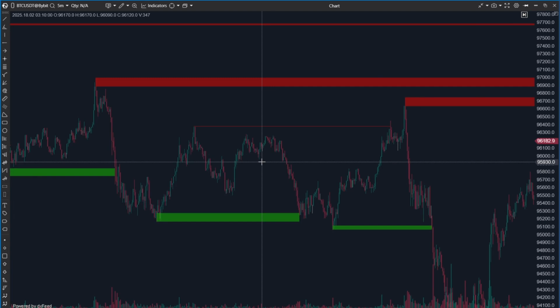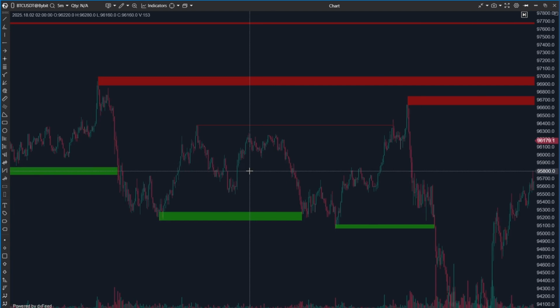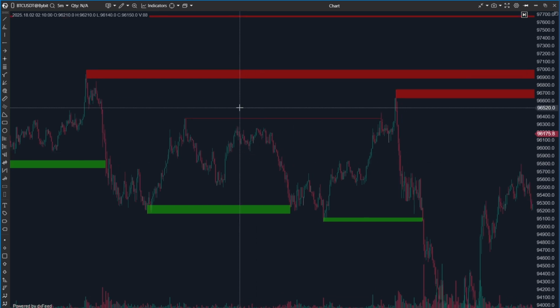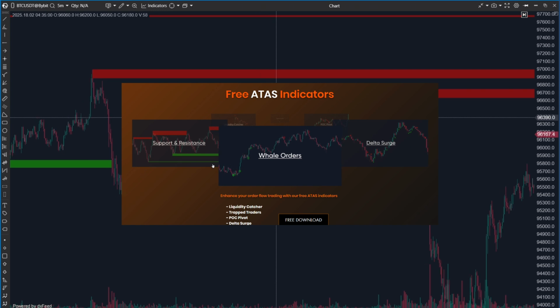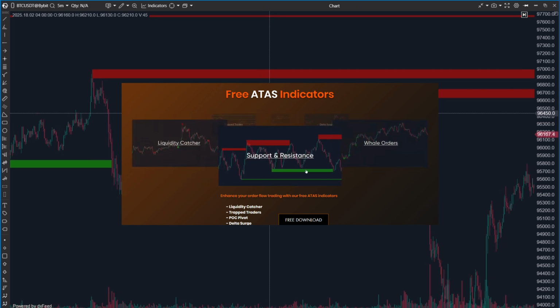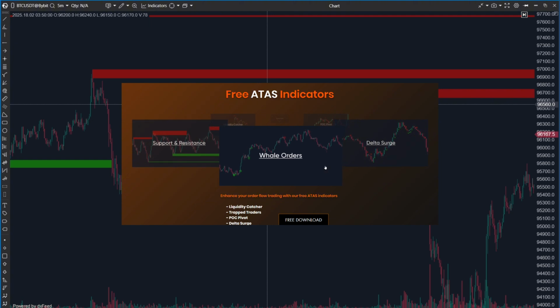Hello everyone, welcome back. Today I am proud to announce two new free indicators that are coming out for the ATAS trading platform. Now these are support and resistance and whale orders. These two are pretty powerful indicators. Again, they're not on the platform by default, so we created them.